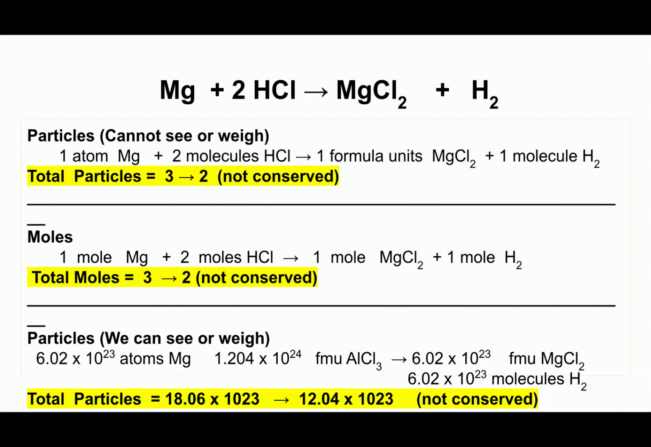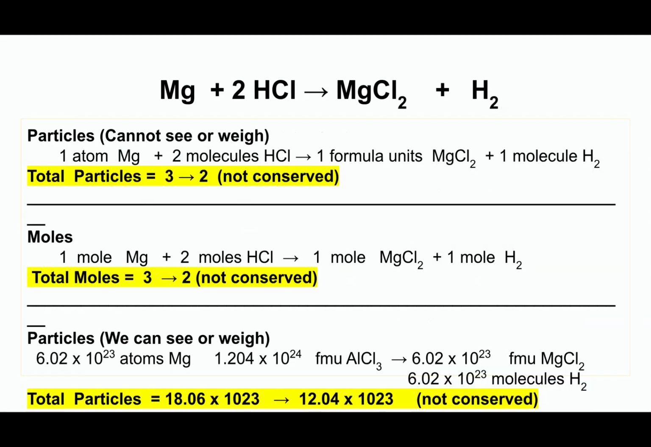Now we are going to see if the particles, moles, and total particles are conserved. If we add them up, we see that one atom plus two molecules gives three total particles in the reactants, and that there are two total particles in the products. One formula unit plus one molecule gives you two. Therefore, total particles are not conserved.